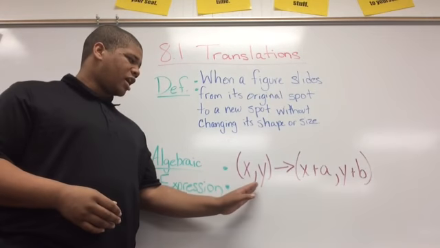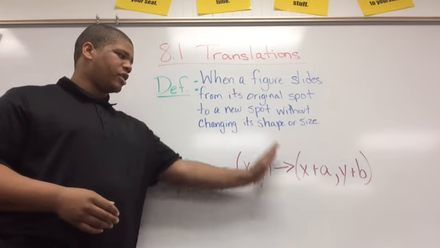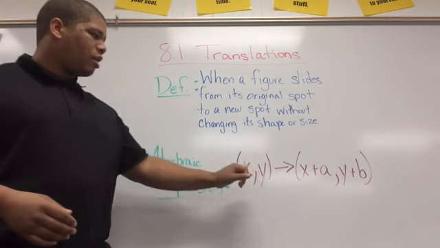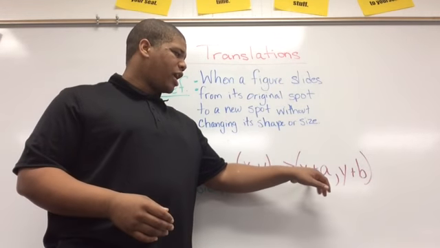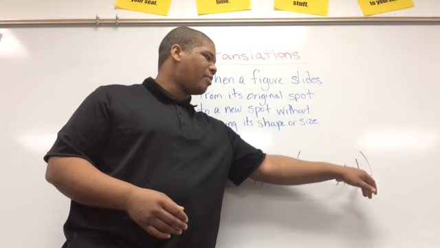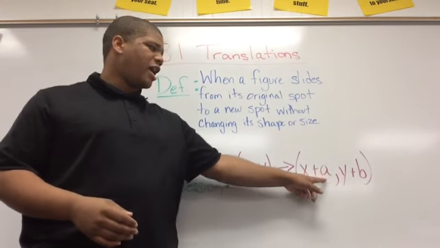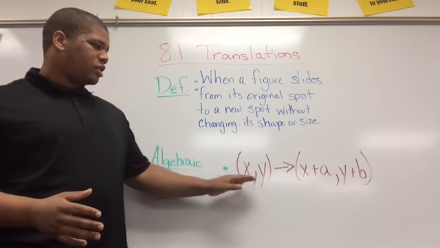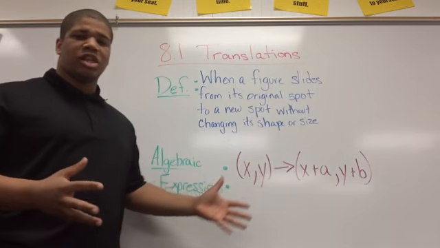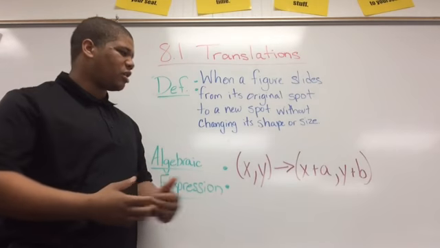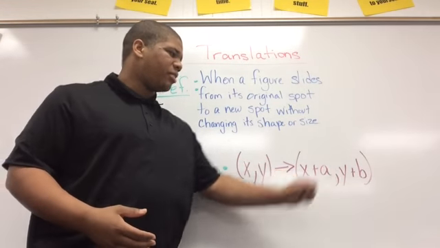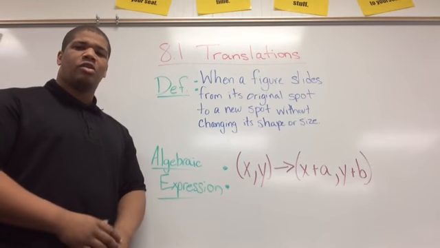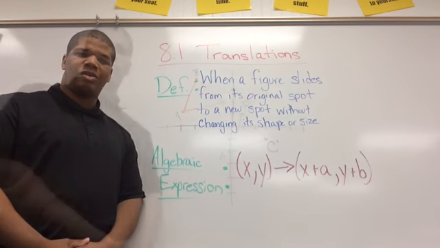So we have (x, y), which is just our original coordinates, whatever they may be from our point, goes to (x + a, y + b). Now the a and the b can mean any number in this expression. So for us to be able to represent it without having numbers already, we put plus a and plus b. But we will get more into this in a second, and you'll be able to better understand what these mean.